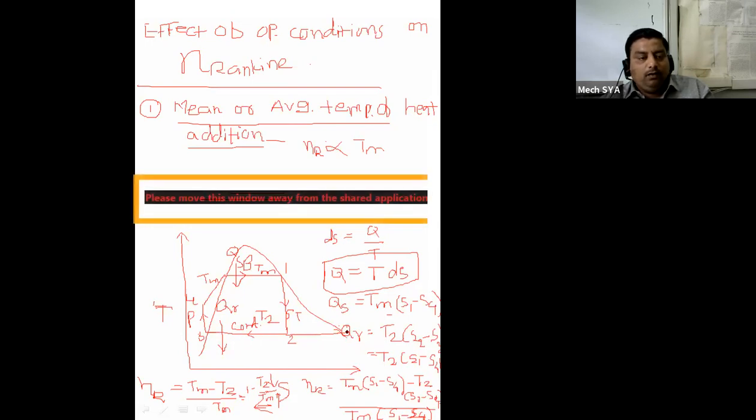Therefore T2 into bracket entropy change will be S2 minus S3. But how is this process? Isentropic. S1 is equal to S2. Therefore T2 into bracket S1 minus S4 S3.